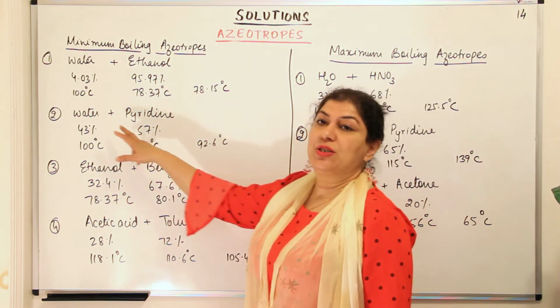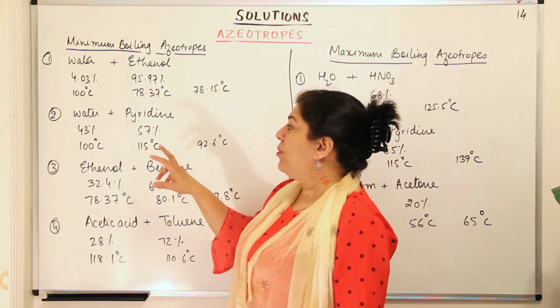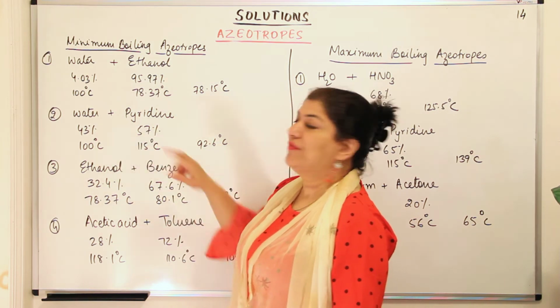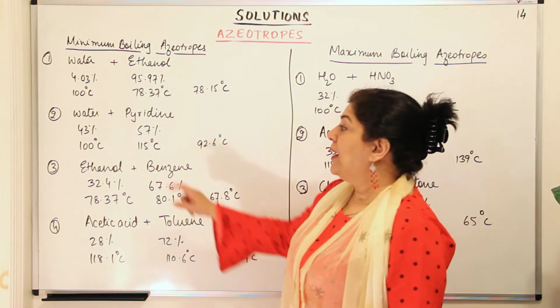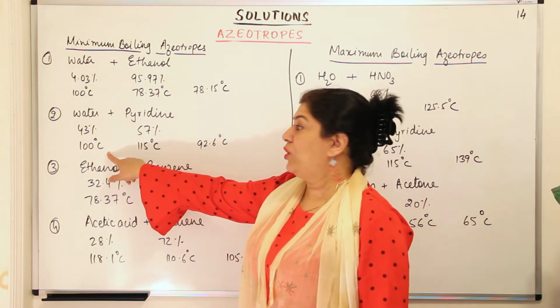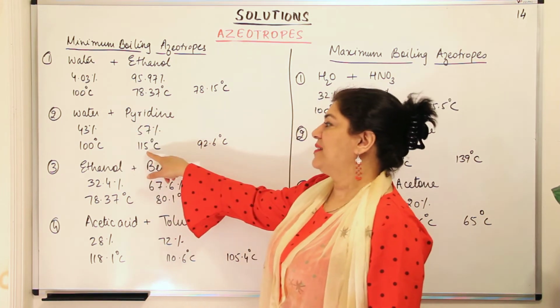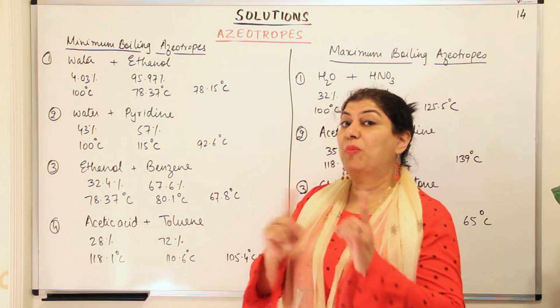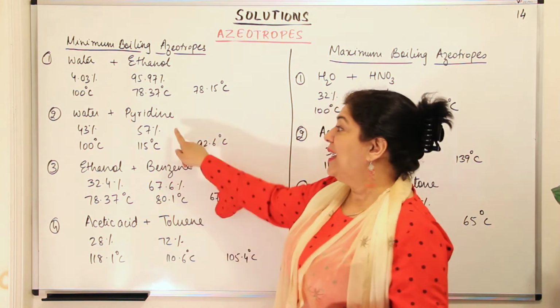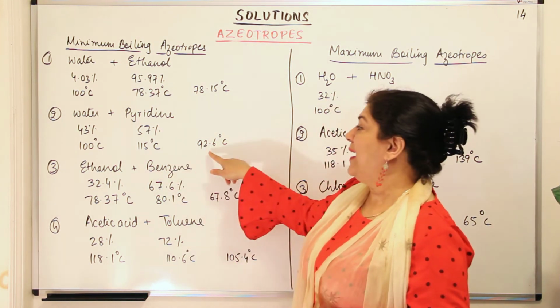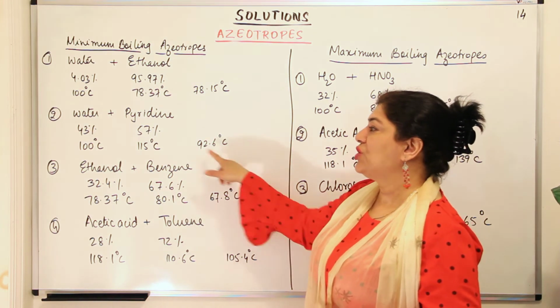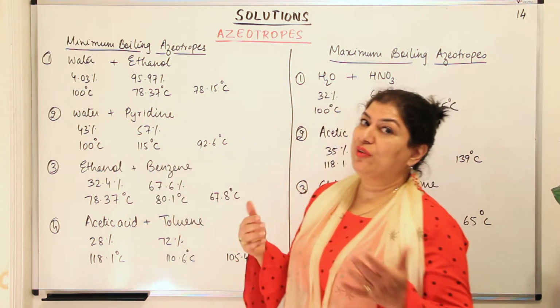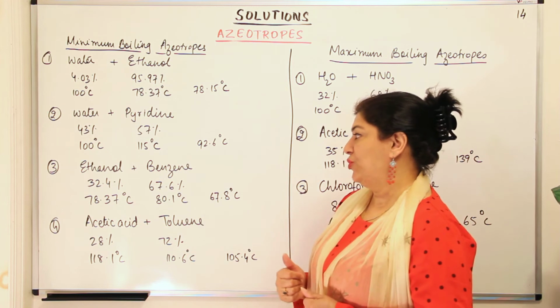The second example is water and pyridine, in the composition of 43% water and 57% pyridine. We know the boiling point of water is 100 degrees Celsius, pyridine is 115 degrees Celsius, and they boil when they form the azeotropic mixture. At this composition, they boil at 92.6 degrees Celsius, which is lower than both. Therefore, it forms a minimum boiling azeotrope.